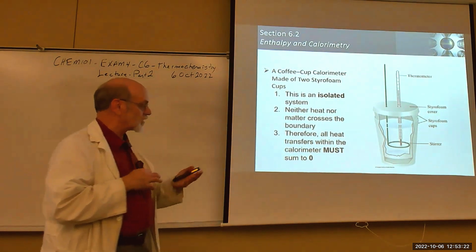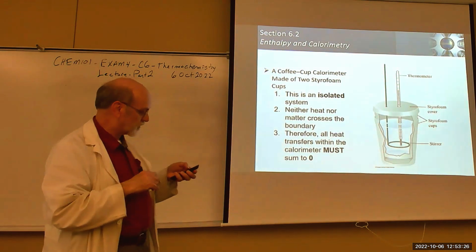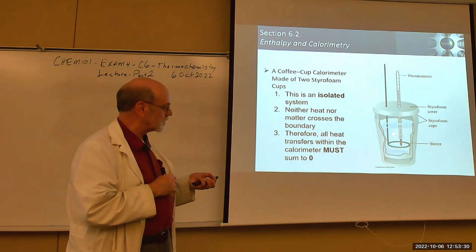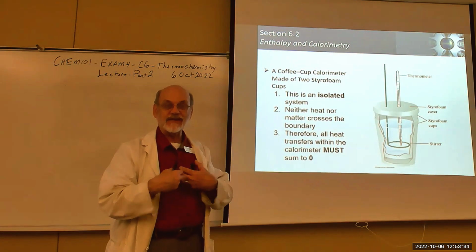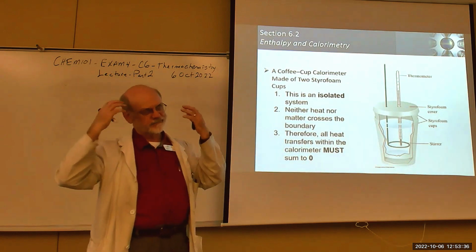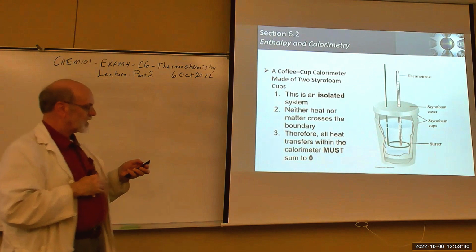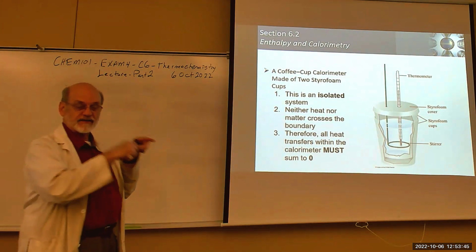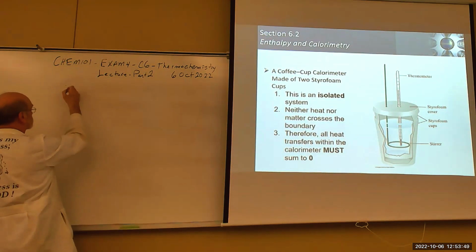any heat that transfers inside that calorimeter, in between anything. It may go between the thermometer and the solution, or it may go between 2 solutions that are actually mixed. So we have to sort of imagine that they're separate solutions, but the summation of all the heat transfers in that isolated system has to be 0. So I write it this way.